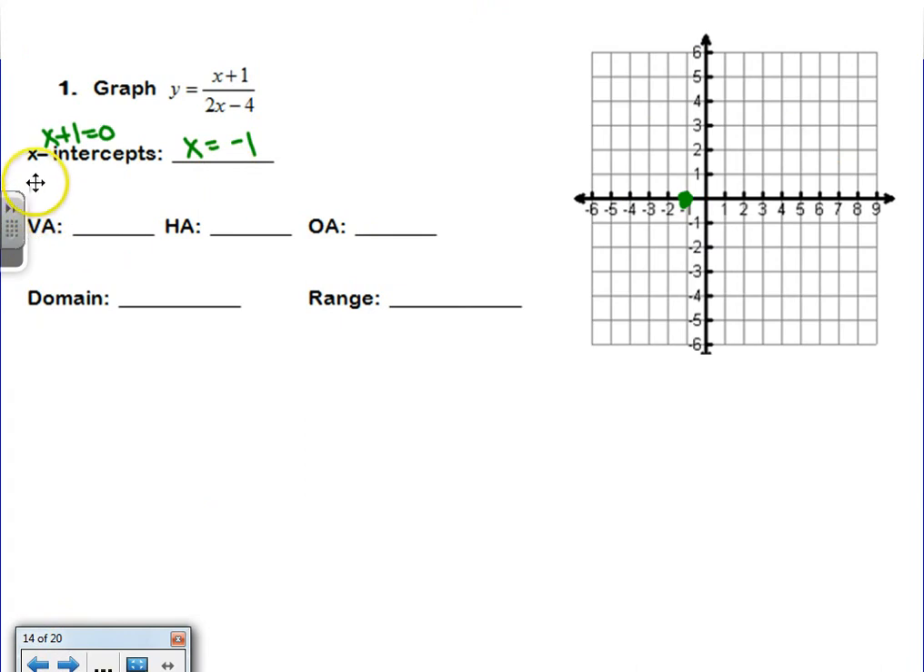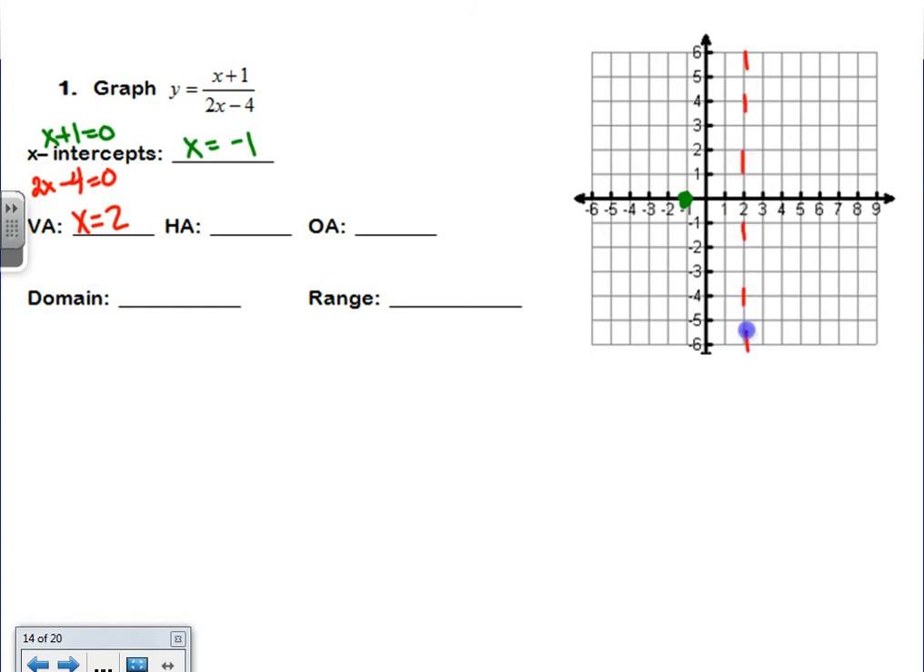So if I went ahead and set my denominator equal to 0, and you don't have to write this out once you get good at these, but these are your notes, so take as much as you need. You would solve. So you'd add the 4, divide by 2, so you get the equation x equals 2. So I'm going to draw a vertical asymptote at x equals 2.